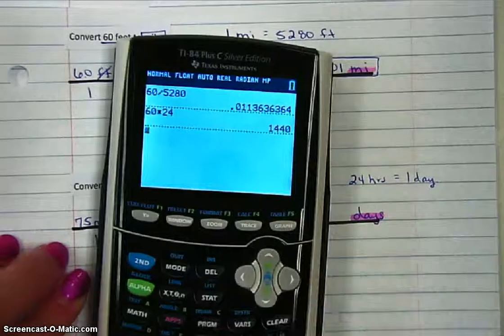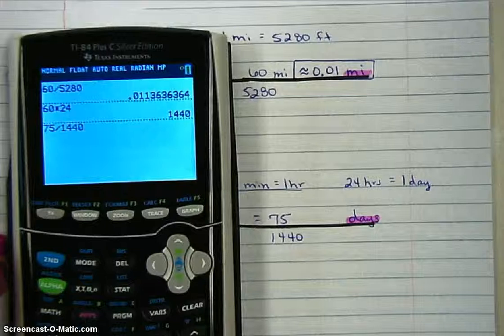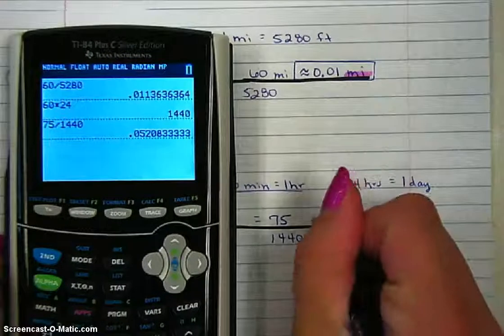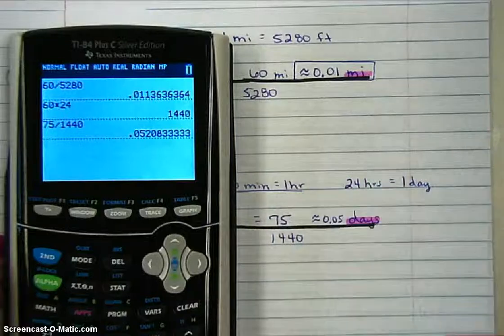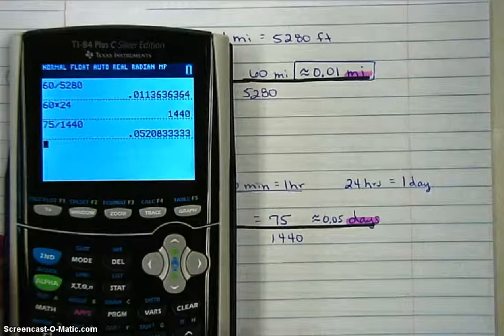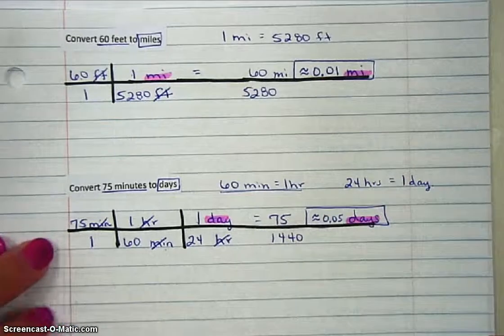And then once again, I need to divide. So 75 divided by 1,440 is approximately 0.05 days. So 5/100ths of a day. And I boxed my answer because we found what they were asking for.